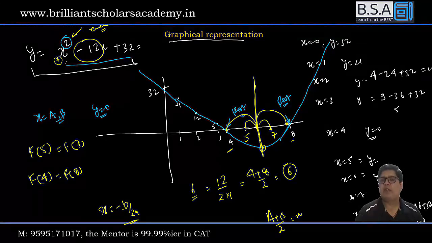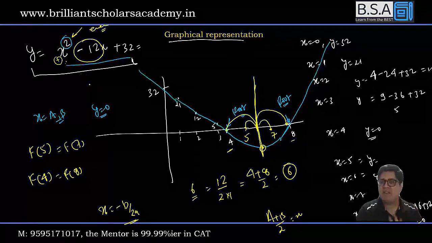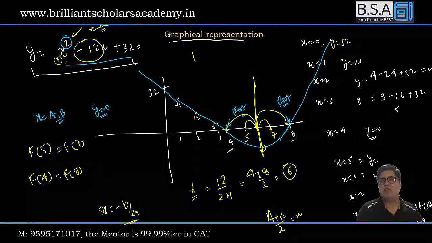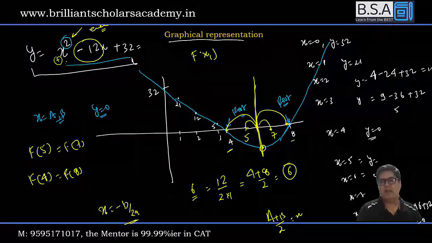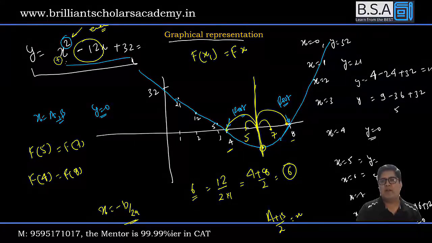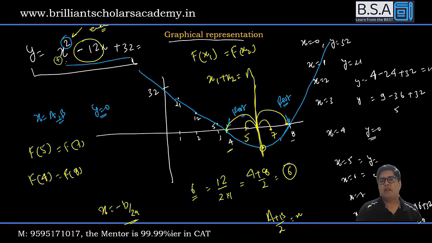What I am trying to tell you here is, in any even powered equation, this is advanced extra. We'll see this further in later lectures. For any even powered graph, if it is given to you as f of x1 is equal to f of x2, the power must be even. Then x1 plus x2 is always addition of roots.